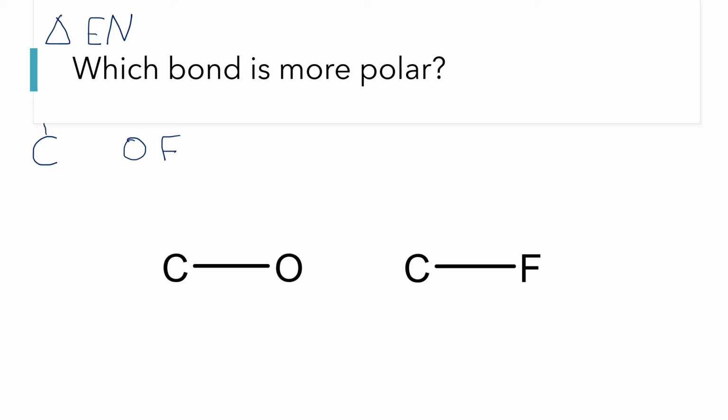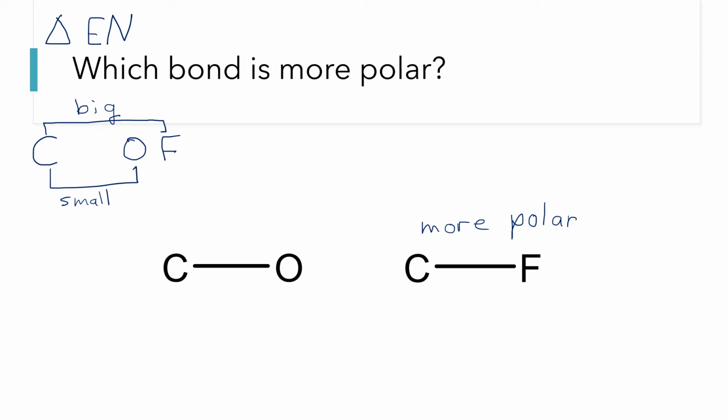So if we were to subtract those numbers, the bigger difference would be between carbon and fluorine, and then there would be a smaller difference between carbon and oxygen. So the bigger the electronegativity difference, the more polar the bond is. So CF is more polar than CO. CO still is quite a polar bond.